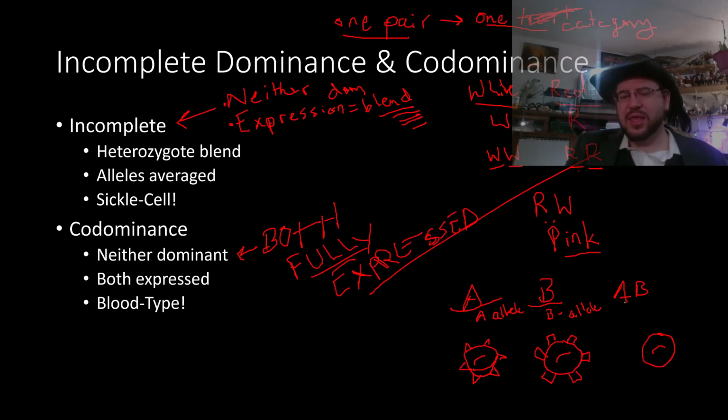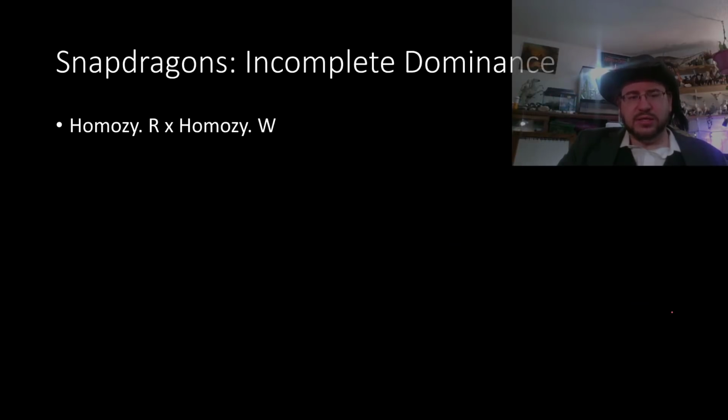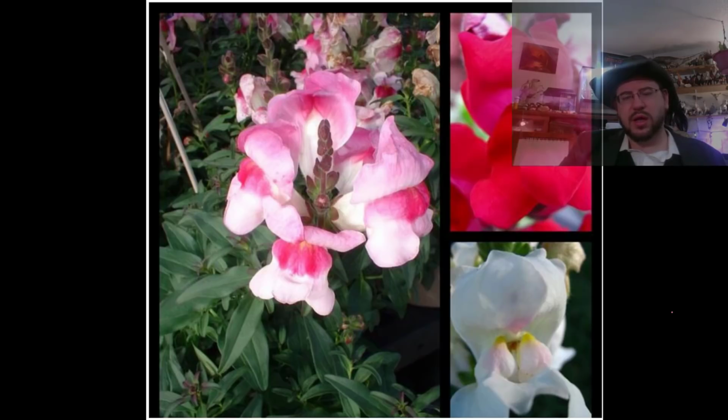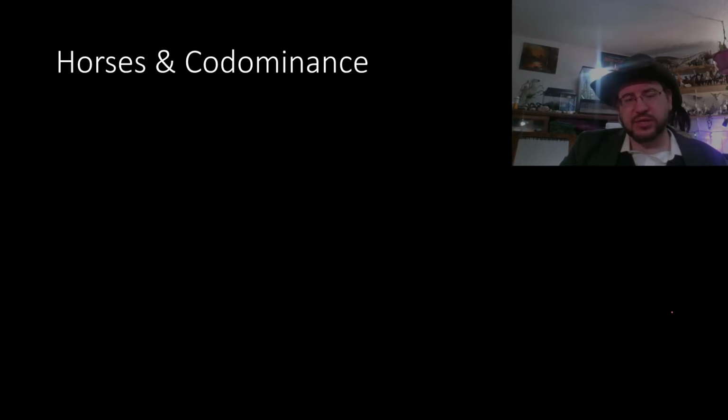And if you have one A and one B allele, you fully express A proteins and you fully express B proteins. If this were some kind of incomplete dominance, then it would be some sort of blending of the A and B proteins, making some weird C protein. But it's not. You fully express them. So, snapdragons, pretty. And here's horses in codominance.